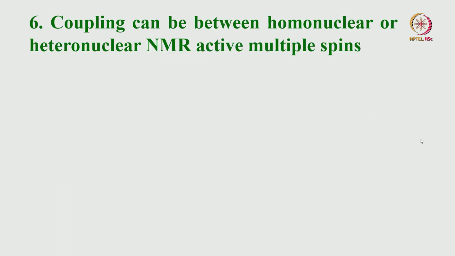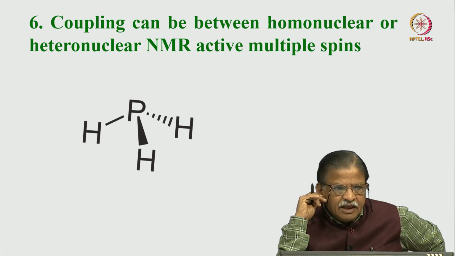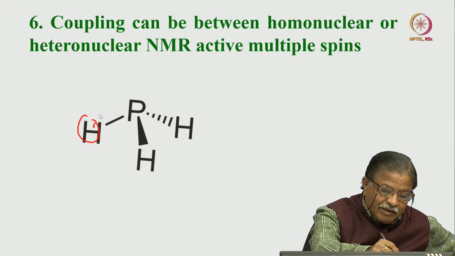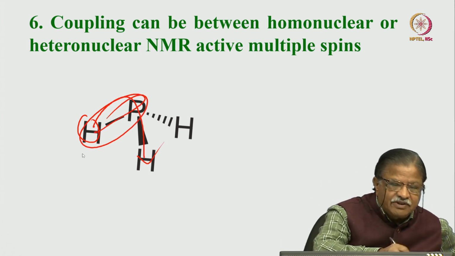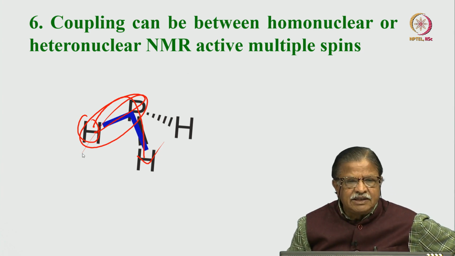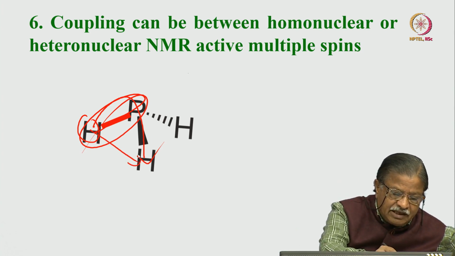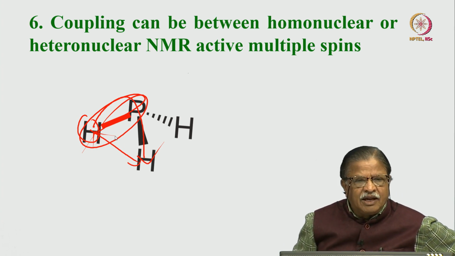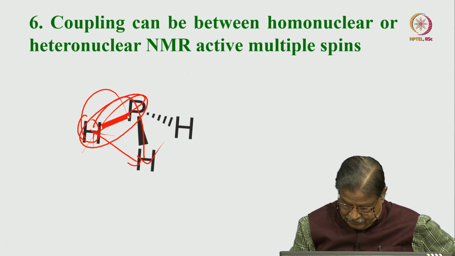Coupling can be between homonuclear and heteronuclear NMR active spins. For example, if I consider a molecule like this, there can be a 2 bond coupling between this proton and this proton. There can be a 1 bond coupling between this phosphorus and fluorine. Both are possible. If this proton and this proton are coupled through bonds, it is a homonuclear coupling. Proton and phosphorus coupling is a heteronuclear coupling, which is also possible.